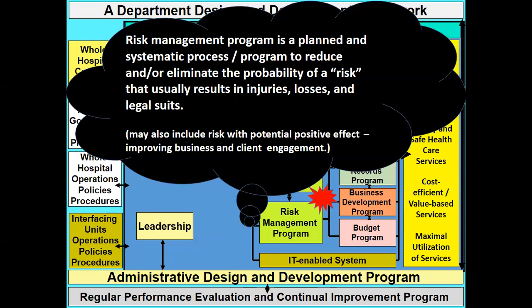In the risk management program, there must be a document showing this kind of program, which is a planned and systematic process or program to reduce or eliminate the possibility or probability of the risk that usually results in injuries, losses, and legal suits. So it may also include risks with potential positive effect, like those that can improve the business and client engagement.